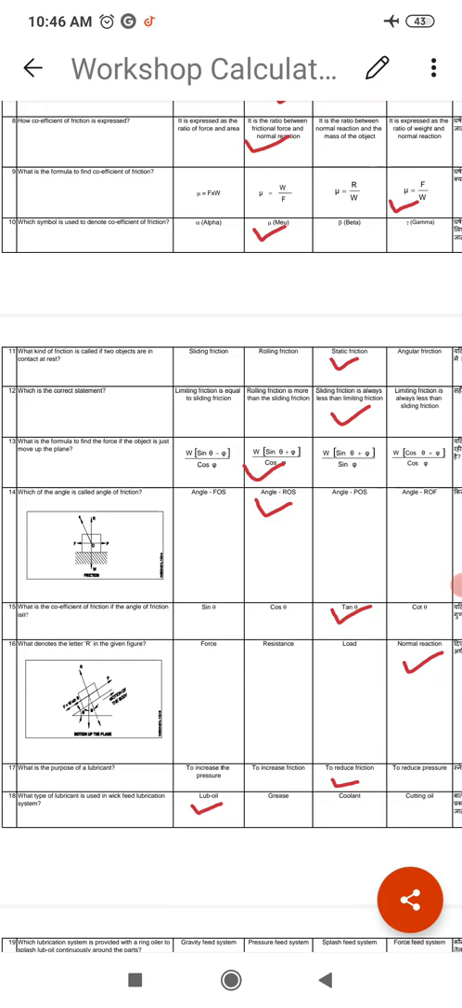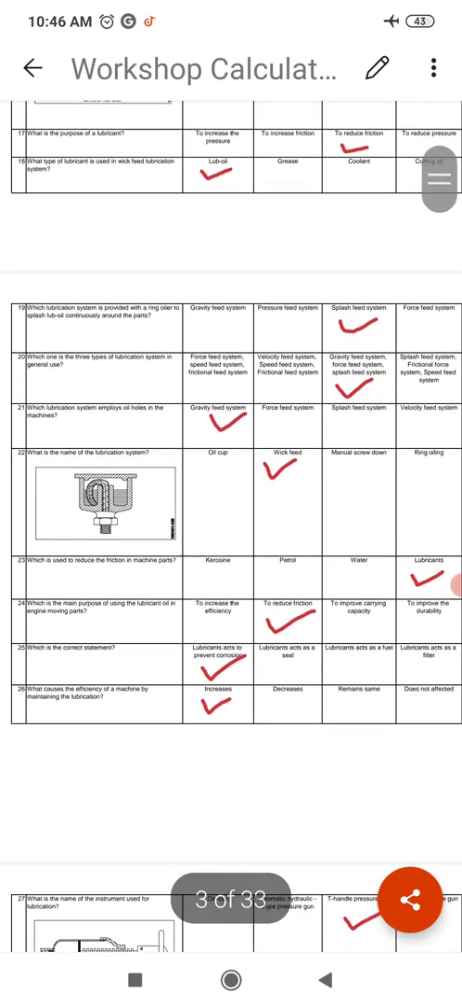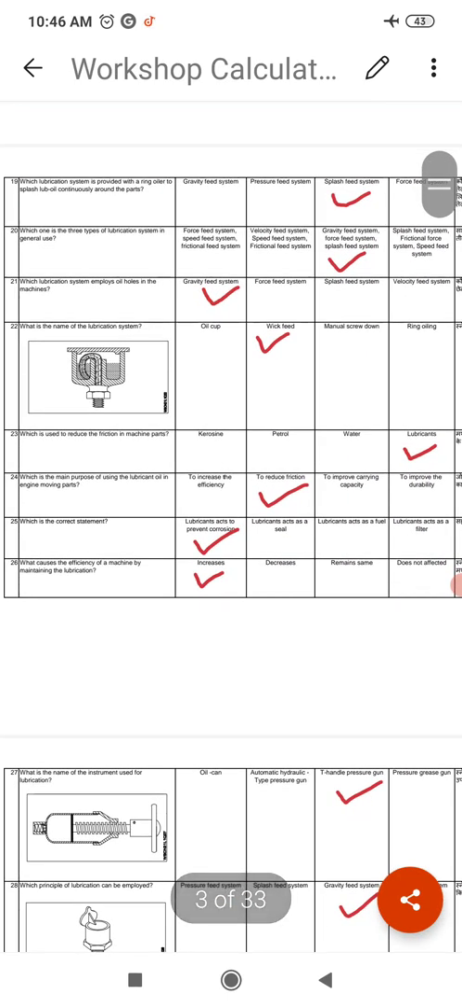Option C. Next, what type of lubricant is used in the feed lubrication system? Option A, lube oil. Next question, which lubrication system is provided with a ring oiler to splash oil continuously around the parts? Option C, splash feed system.